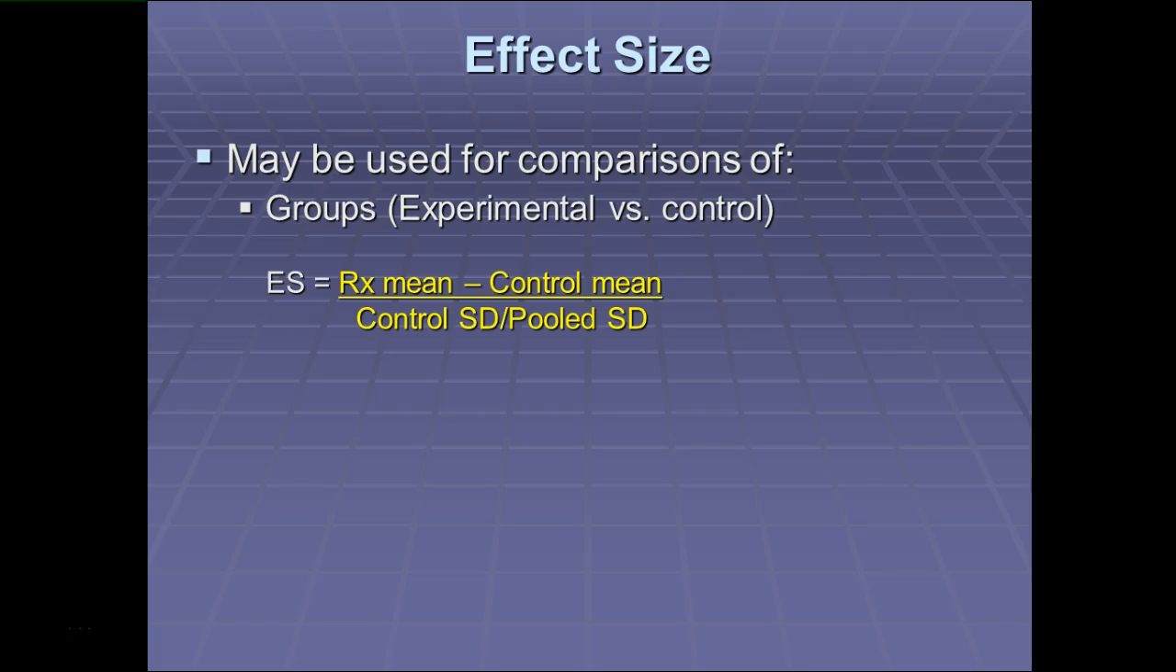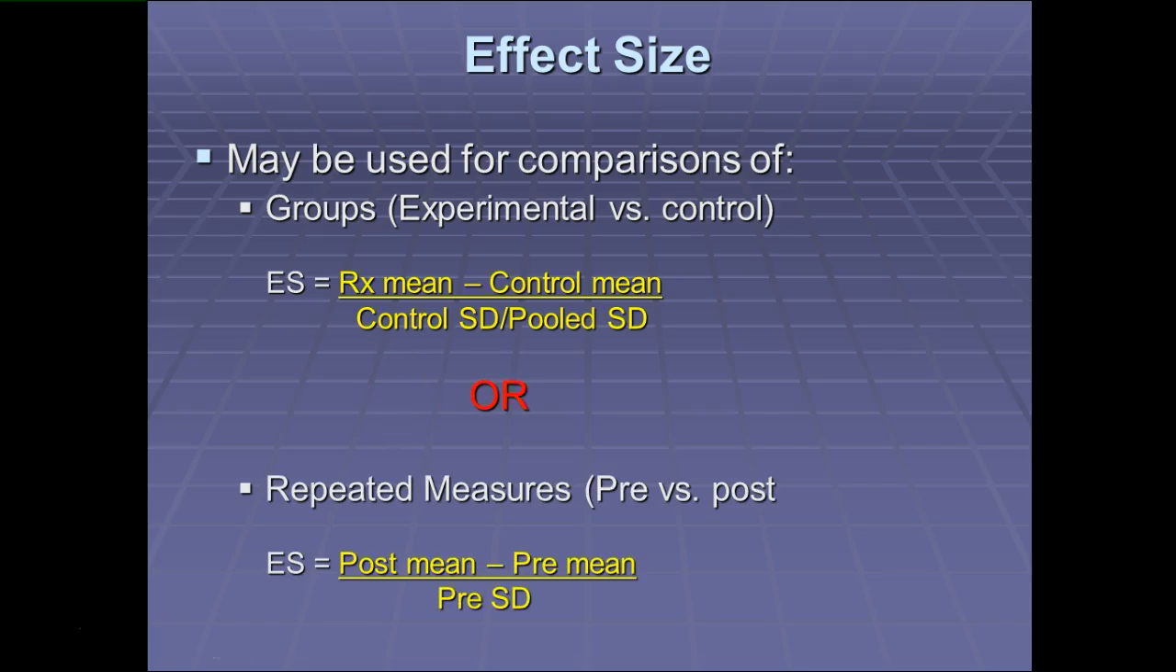And so if it is the case that you are using it to compare groups, then what you're going to do with the effect size statistic is take the treatment group's mean, subtract it from the control group's mean, and then divide it by, which is what I said, either the control group standard deviation or a more stable, conservative approach would be to take the pooled standard deviation between the control group and the treatment group.